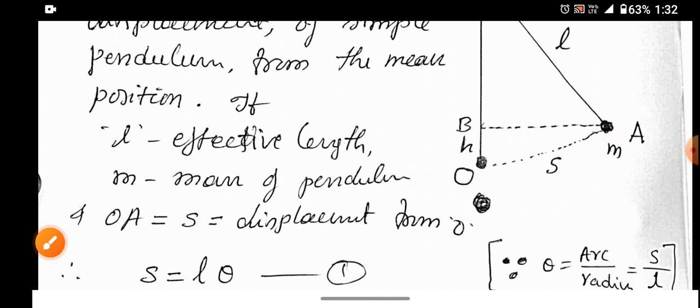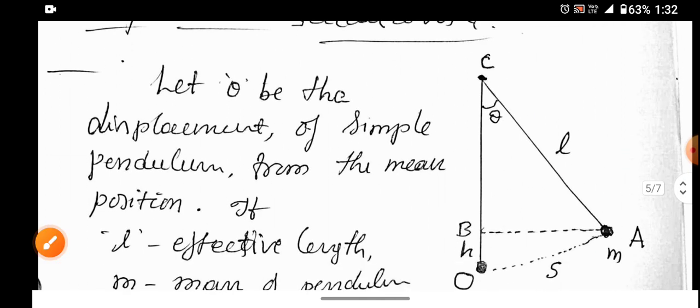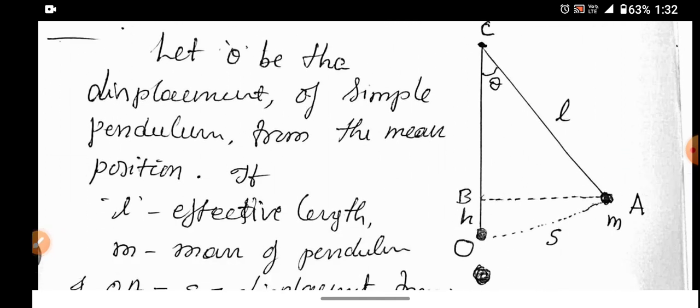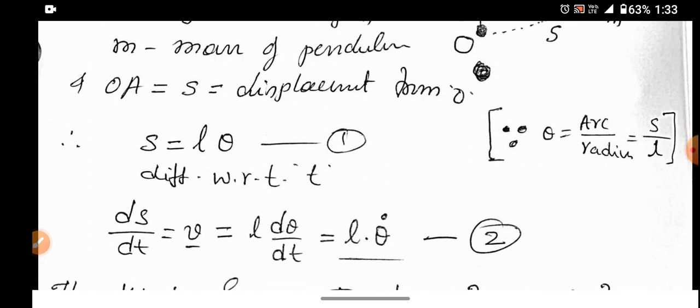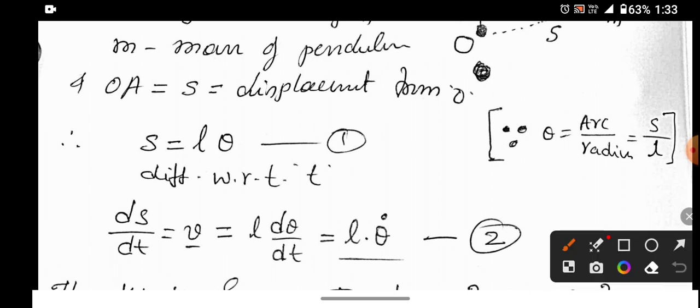Theta is the displacement of the simple pendulum from the point C. So, S is equal to L theta.